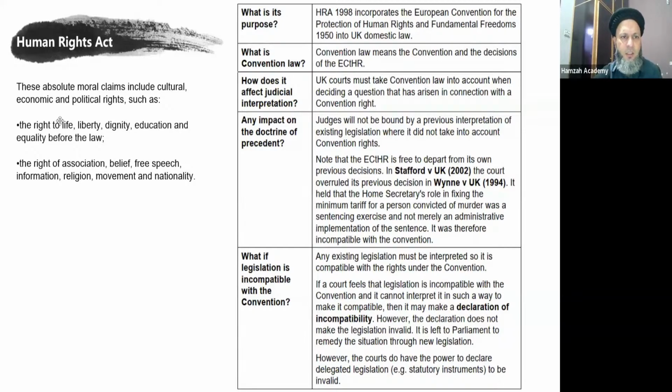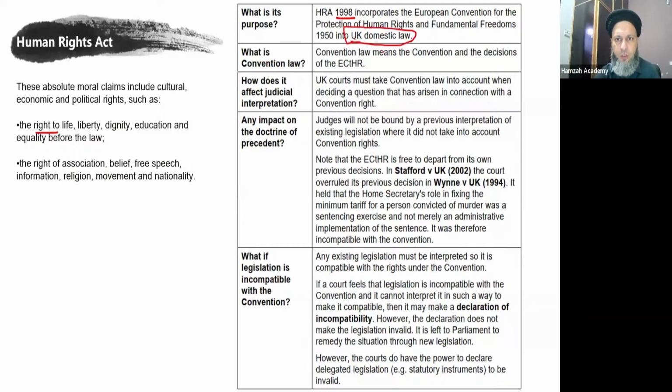Okay. So, the Human Rights Act covers moral claims, including cultural, economic, political, such as the right to life, liberty, dignity, education, equality before the law, the right of association, belief, free speech. Generally, when we see all these liberties, these are included in the Human Rights Act. What is the purpose? The Human Rights Act 1998 incorporates the European Convention for the Protection of Human Rights and Fundamental Freedoms into UK domestic law.